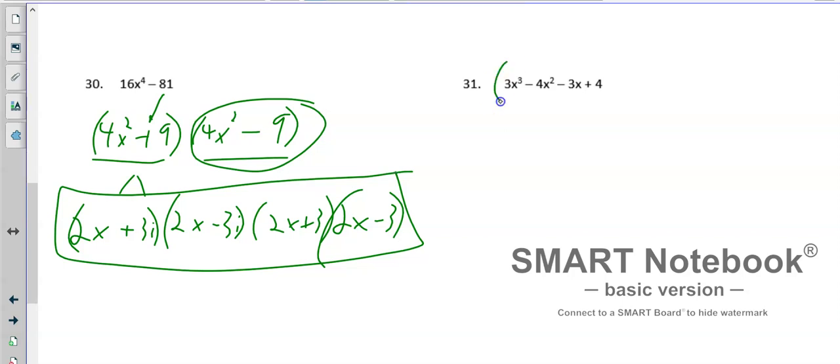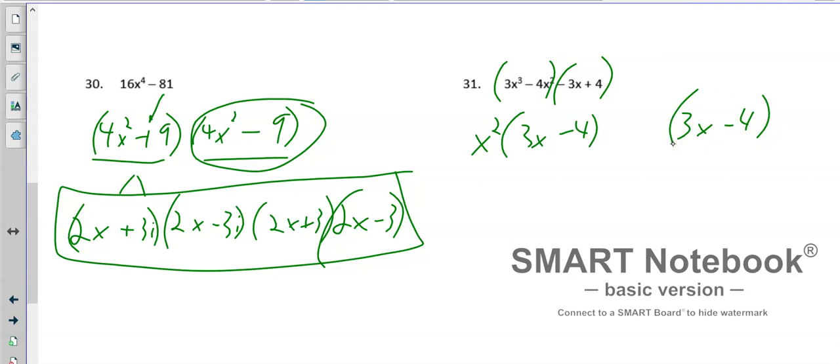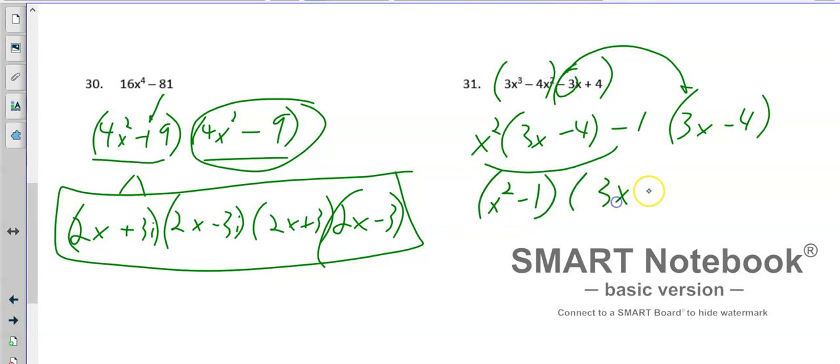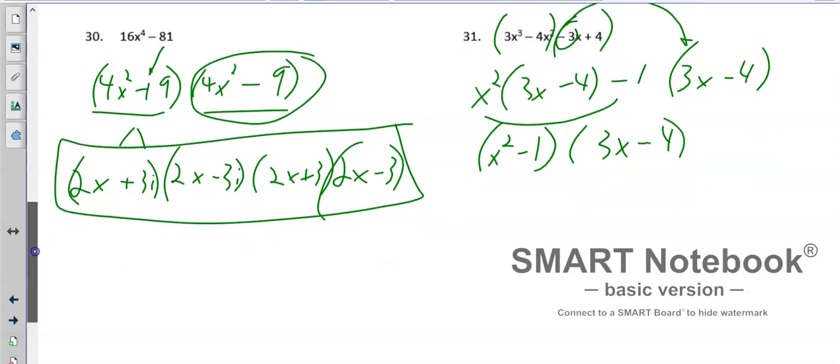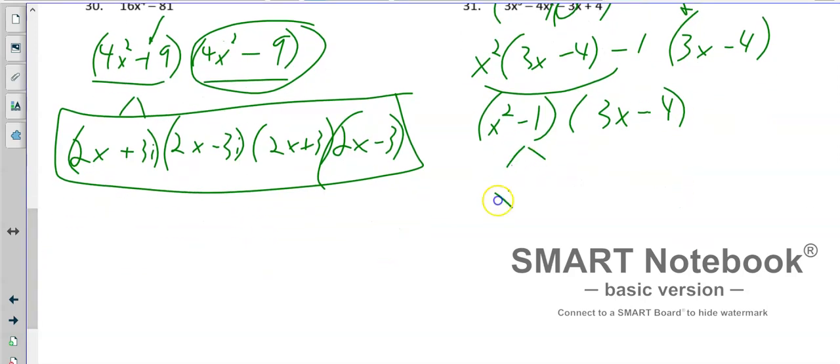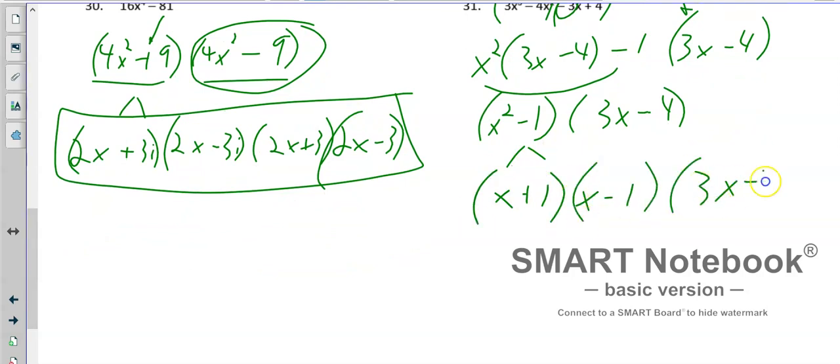Number 31, again, we're going to do factor by grouping. So I can't take a number out, but I can take out an x squared. So that's going to give me 3x minus 4. I know I need 3x minus 4 right here, so I already fill it in. And I just ask myself, what do I need to divide this by to get this? Negative 1. Hook these two up. X squared minus 1, which is a difference of squares, times 3x minus 4. We always ask ourselves, can I do anything more? This breaks down to x plus 1, x minus 1, times 3x minus 4.